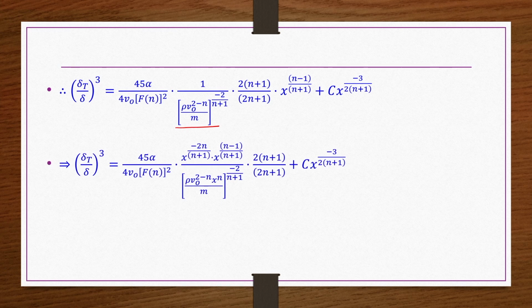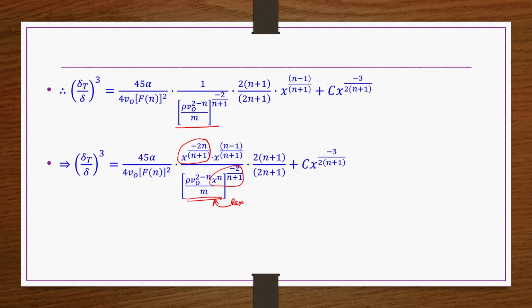Then this term, what I am doing is multiplying x power minus 2 by n plus 1 and then dividing by x power minus 2n by n plus 1. So in the denominator I can write x power n, whole power minus 2 by n plus 1, and then that x power n, if it is combined with rho v naught power 2 minus n divided by m, gives rho v naught power 2 minus n x power n divided by m, whole power minus 2 by n plus 1. This is nothing but your Rex, the local Reynolds number for power law liquids.